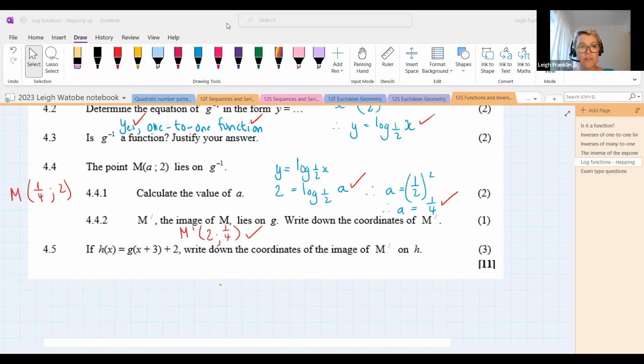Could you please repeat 4.4.2? I do not understand. Okay, no problem. So Tsagofatso has asked a question. She says, so M prime is on the original graph. Yes, Tsagofatso, that is correct.